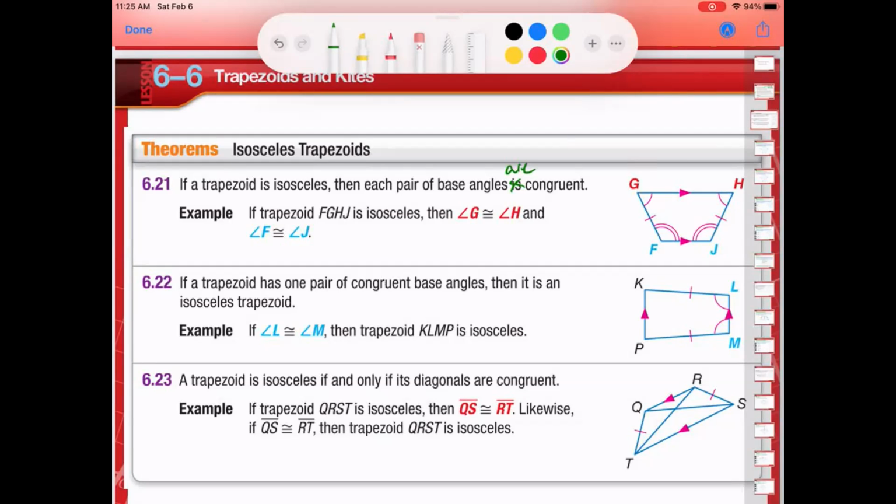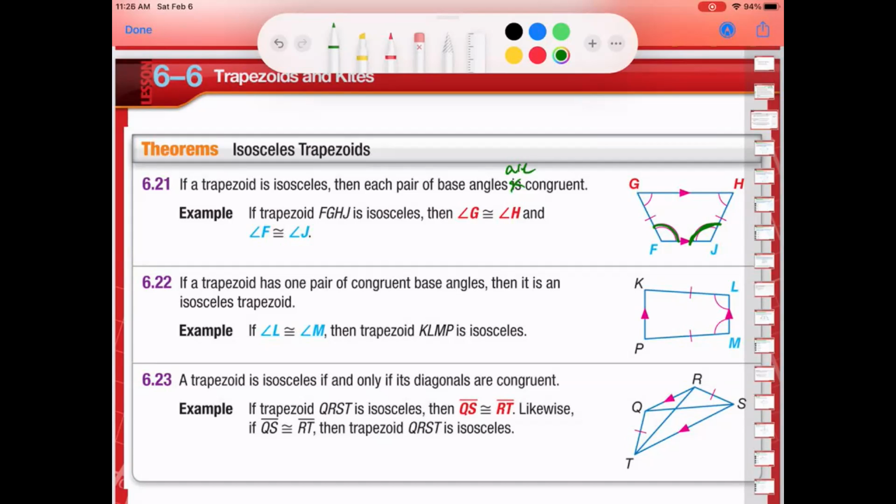So that means angle GFJ and angle HJF would be congruent. And then at the same time, HGF and GHJ would also be congruent. So your two base angles that share the same base are going to be congruent to each other in an isosceles trapezoid. If a trapezoid has one pair of congruent base angles, then it is an isosceles trapezoid.